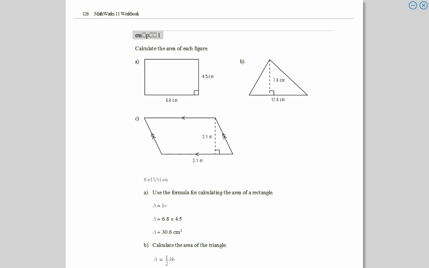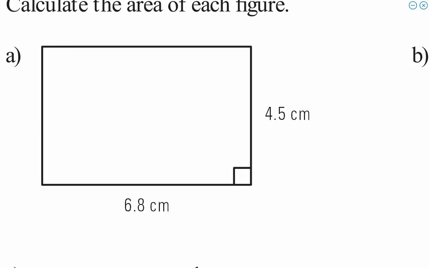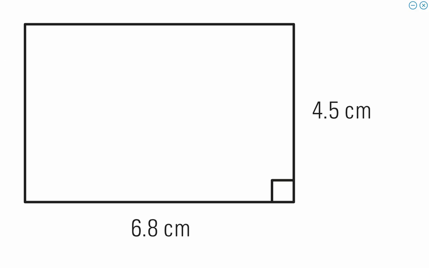So next page on here, we want to actually calculate the area of each figure. So let's start with this guy. The first thing is, what is our shape? A rectangle. I know sometimes we get in the habit of calling it a square. It's not a square unless all the sides are the same. Does 6.8 equal 4.5? No, so this is a rectangle. So from the page before, what was our surface area of a rectangle formula? Length times width.